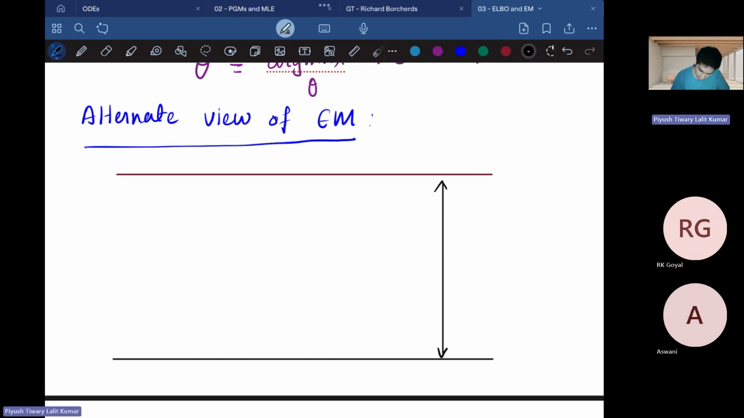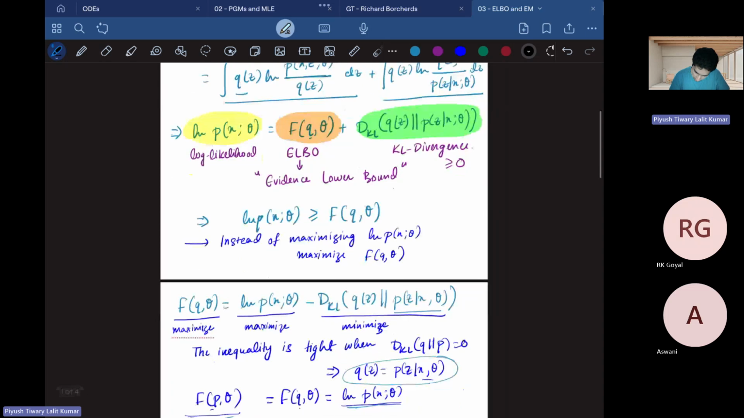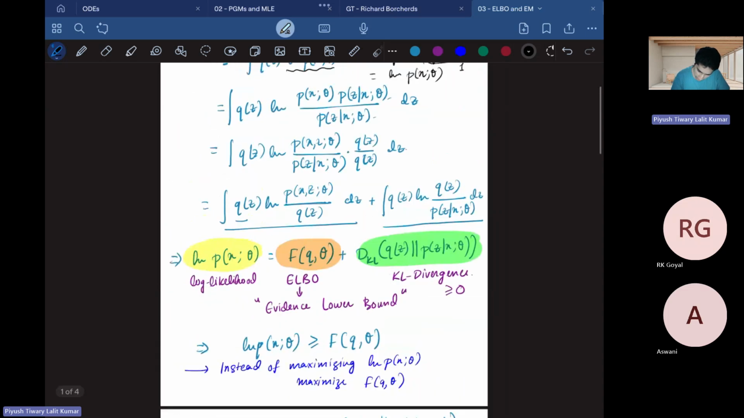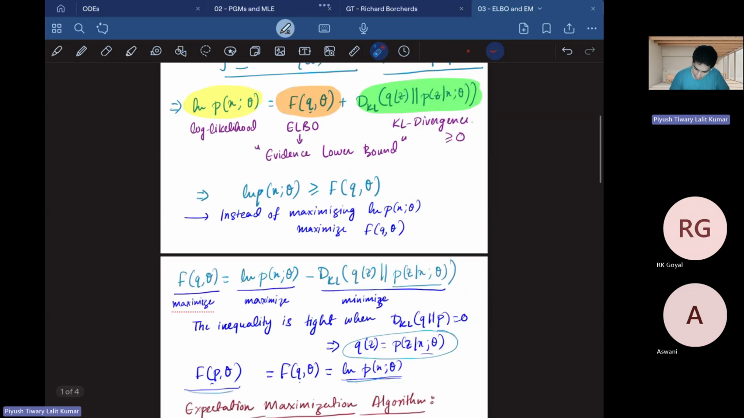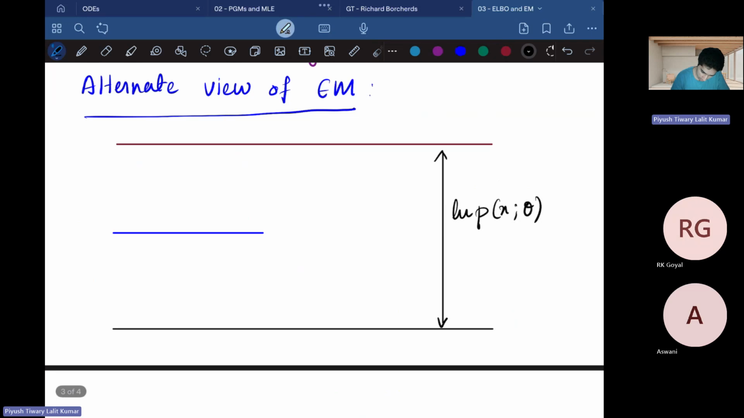So let us say this is your ln p(x|theta). This is your log likelihood. Okay. Then what you have is something here. So this log p(x|theta), as we saw here, right? It is actually a sum of two terms. One is the ELBO and another is the KL divergence, right? So there are two terms to it.